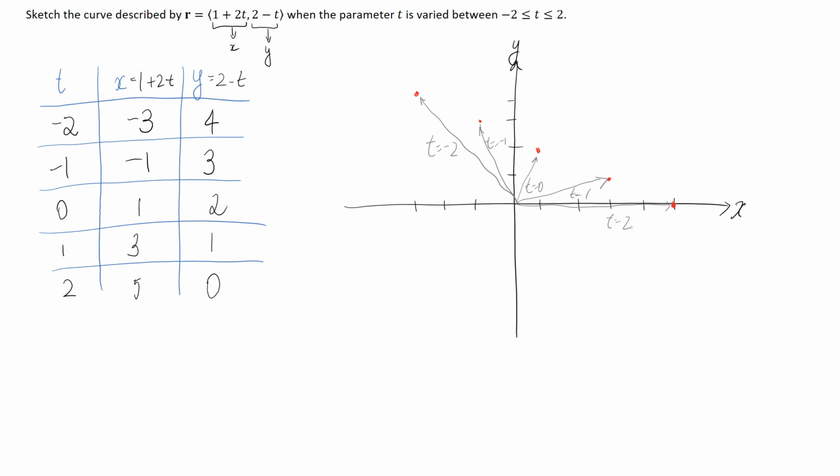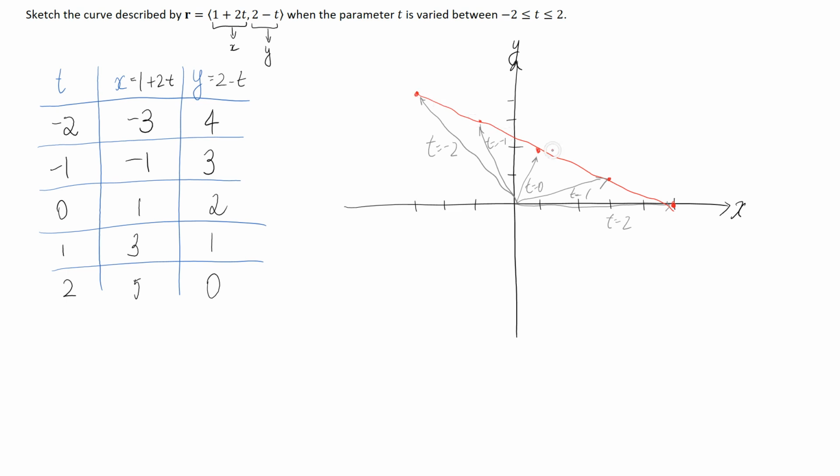T equals 2. Alright, so we were asked to sketch the curve described by this vector. So we've only considered 5 points, but we know that there's obviously the capacity to calculate what's happening in the middle here. So we can infer, just by joining the dots, where that line is going to go. And to me, it looks like this is just going to be a straight line that goes all the way down. So let's give this a go. Join all these dots. Okay, it just becomes a straight line.